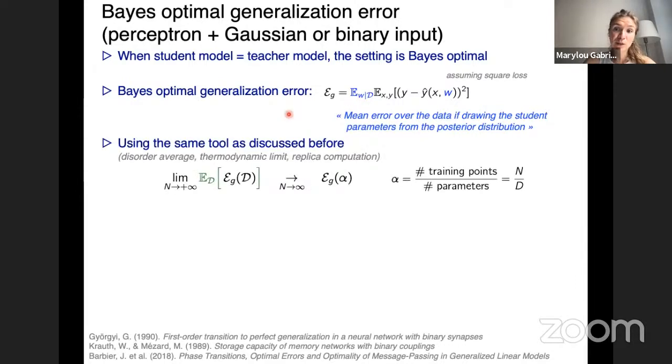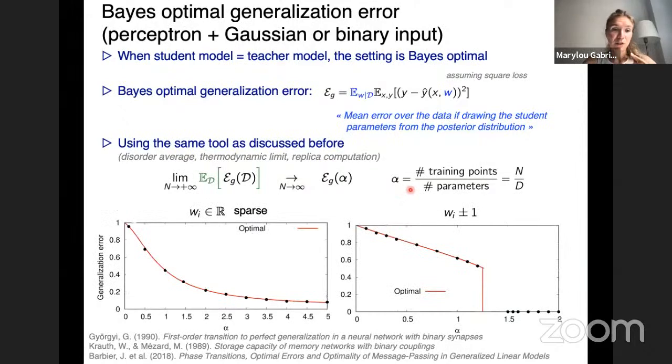And we are going to be able, for example, in this case, I was just taking as an example where we have a perceptron teacher, a perceptron student, and Gaussian or binary inputs. Using the same tools I was just discussing of disorder average, thermodynamic limit, and replica computation, we are going to be able to compute the asymptotic disorder average generalization error. And it's going to be, again, a function of this parameter alpha that compares the number of training points and the number of training parameters. And if we take different distributions for the inputs and the weights, we can see different optimal generalization curves that I'm showing here for real data and sparse weight vectors.